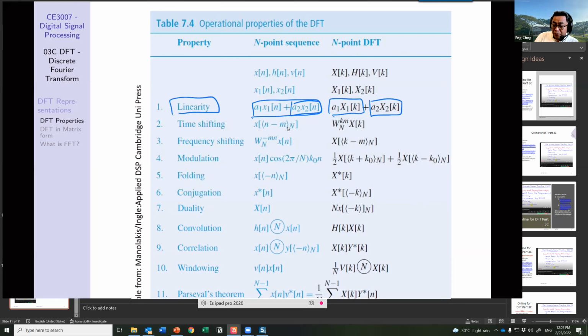The other thing is time shifting. Notice that we have this bracket here. This is the circular shifting, okay? And we always have endpoint. So if we shift, then it will be the repeated sequence being shifted into the 0 to n-1 samples. All right, so we are primarily interested in only these three properties.